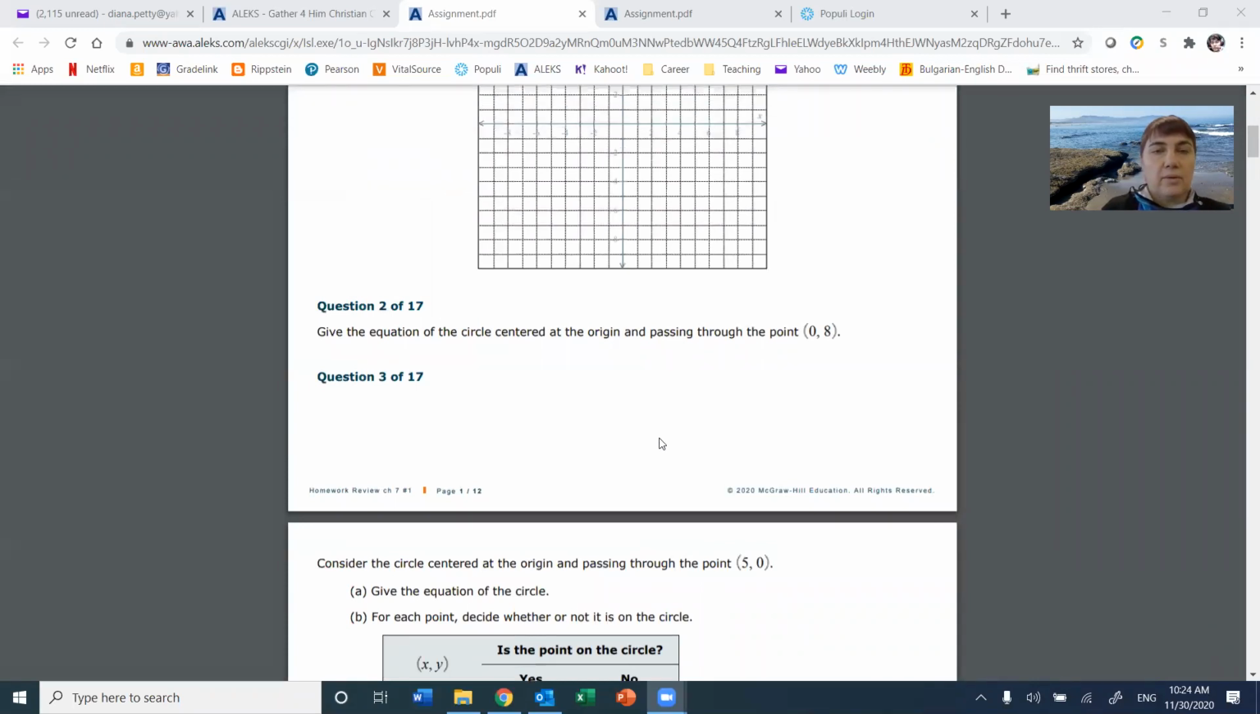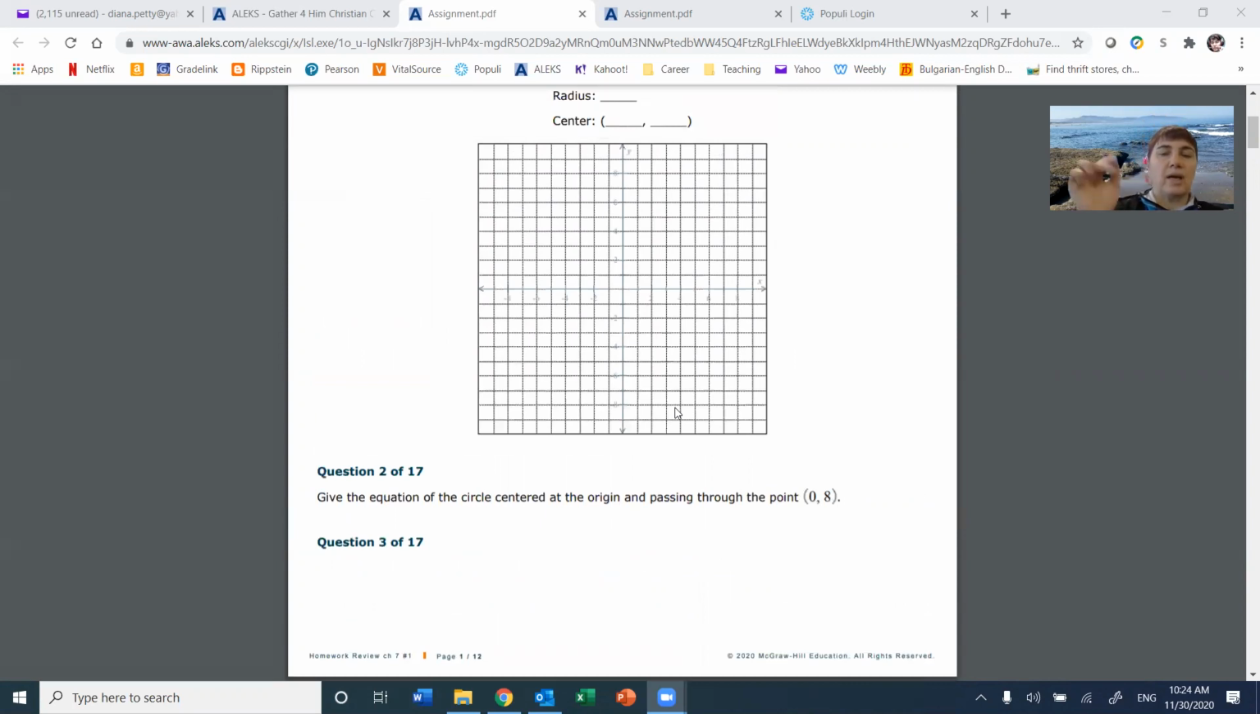Okay, give the equation of the circle which has center the origin and passes through the point 0 and 8. You don't have to graph it, but I always graph or make a little sketch of whatever the problem is to get a visual. I like visual. Okay, so the center is at the origin, and it passes through the point 0, 8. So your answer, you know already.